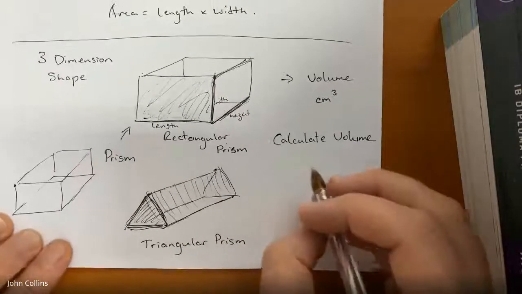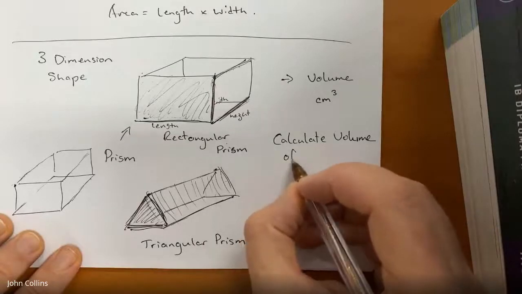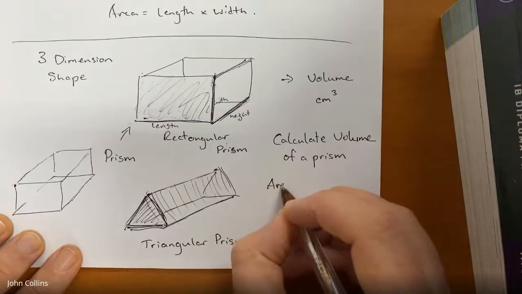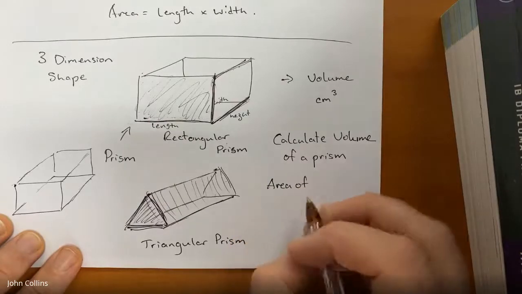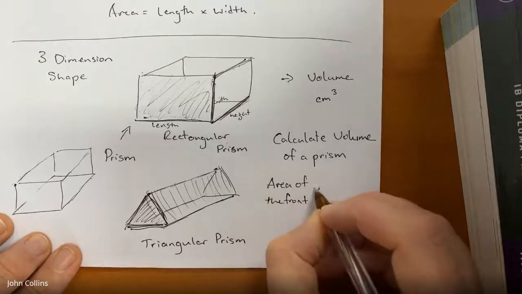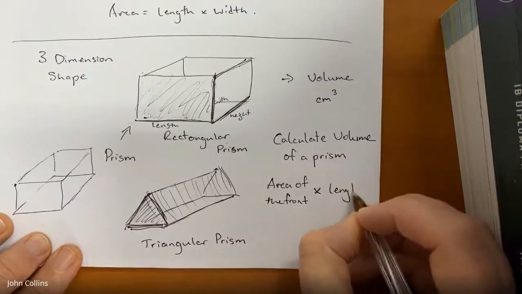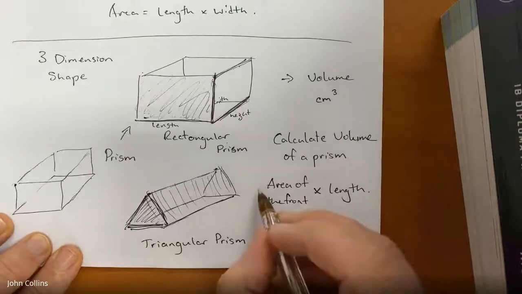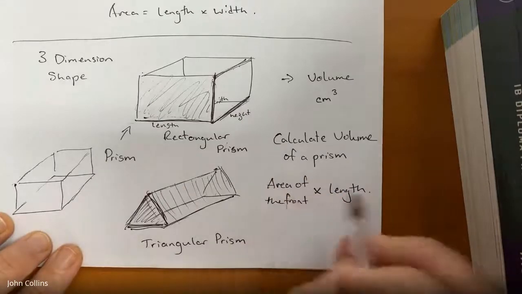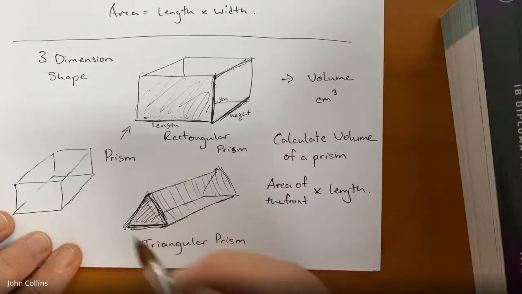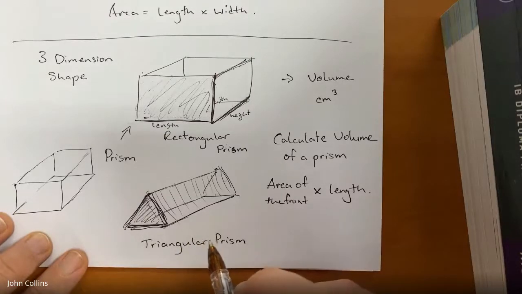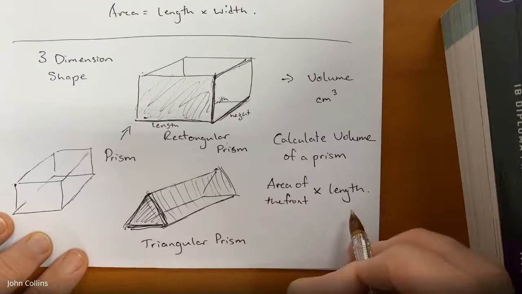So to calculate the volume in general of a prism, you can get the area of the front and then multiply it by its length. And that is the volume. I'll definitely have this in the notes. So you just have to get the area. We dealt with area yesterday of triangles, parallelograms, compound shapes, rectangles, and then you multiply it by its length.